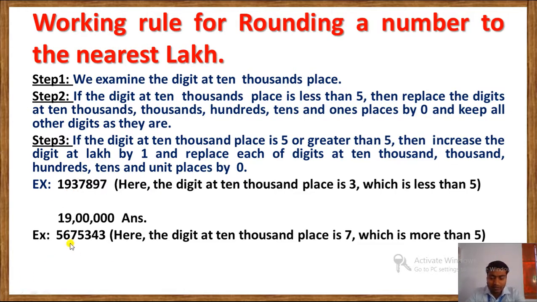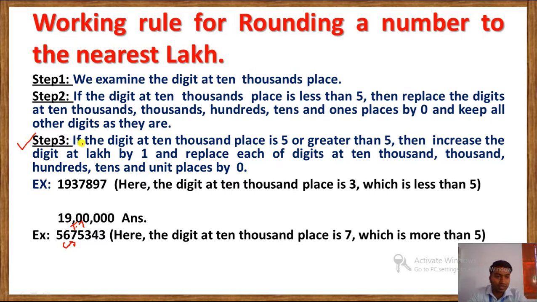Now let's see another example. First we have to see the digit at 10,000 place. So here we have ones, tens, hundreds, thousands, ten thousands, 7. We got 7 just right side of the lakh place. So this is the lakh place, and just right side of this we have 7. Now clearly you can see 7 is more than 5. So we have to follow this step.